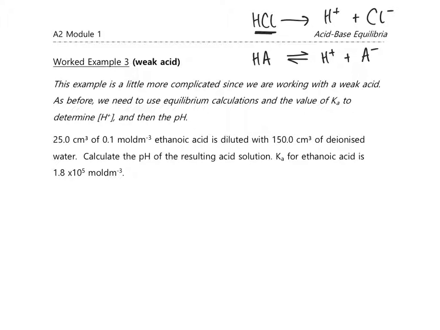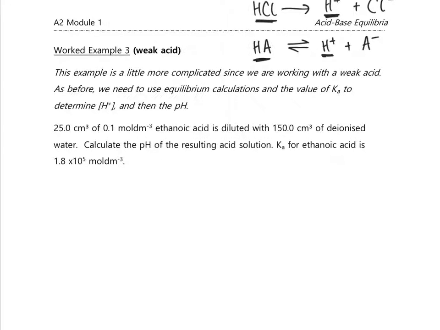So when we calculated the concentration of our hydrochloric acid, we could go straight and work out the concentration of our hydrogen ions. But in this case, once we have our concentration of our weak acid, it doesn't fully dissociate to give us hydrogen ions. So we need to use our equilibrium calculations to work out the concentration of hydrogen. But the first step is exactly the same.